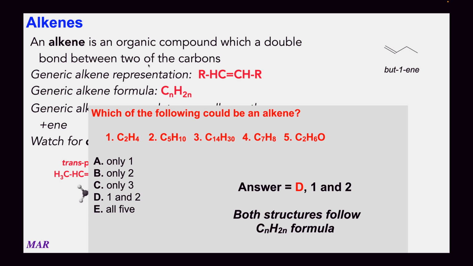I would think that number 1 is probably going to be an alkene. I don't know of anything else off the top of my head that has that same formula. But number 2, like we said, could be an alkene, some kind of pentene, but it could also be a cyclopentane compound. So this is why you have to be careful when it comes to organic chemistry.